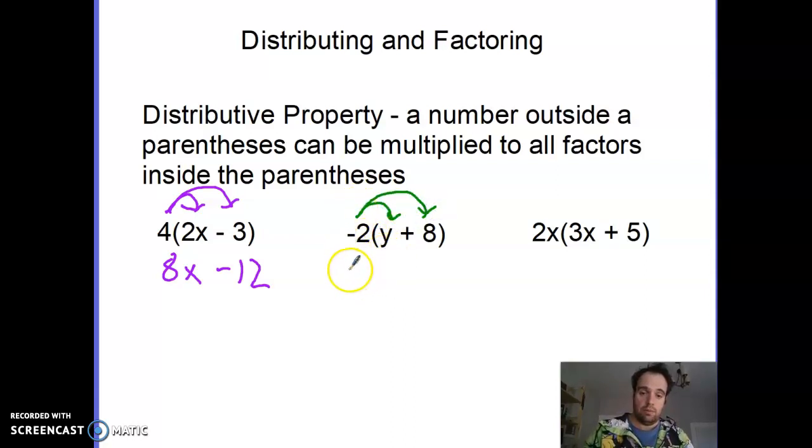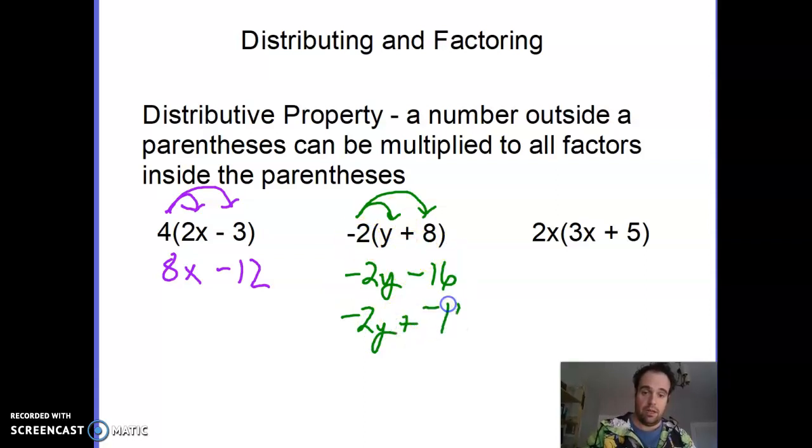Next one, I'm distributing the -2 into both parts. So -2 times y is -2y. -2 times +8 is -16. An alternative way to write that could be -2y, I keep that plus symbol, -2 times +8 is -16. There's nothing wrong with writing that, but the simpler form is the one above it.